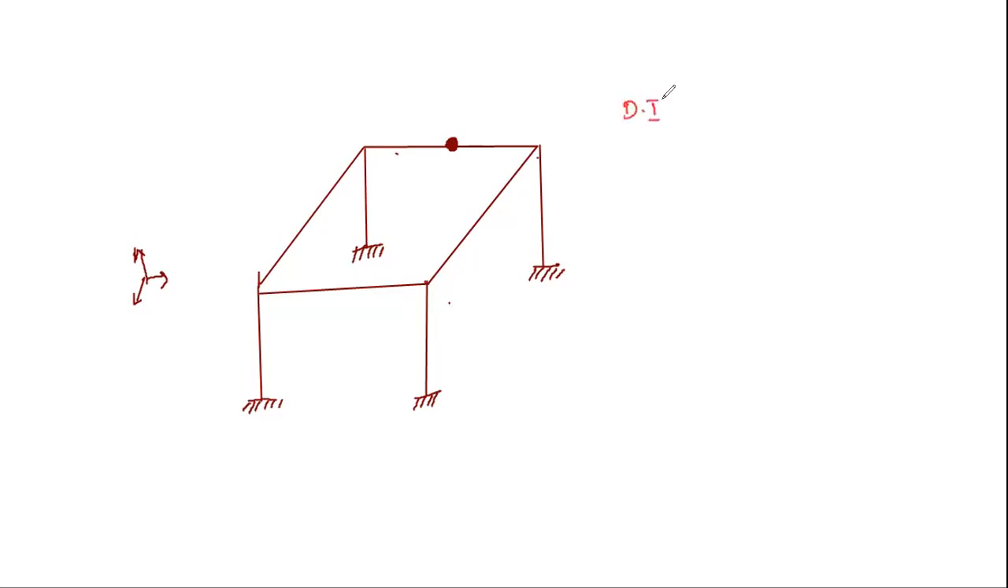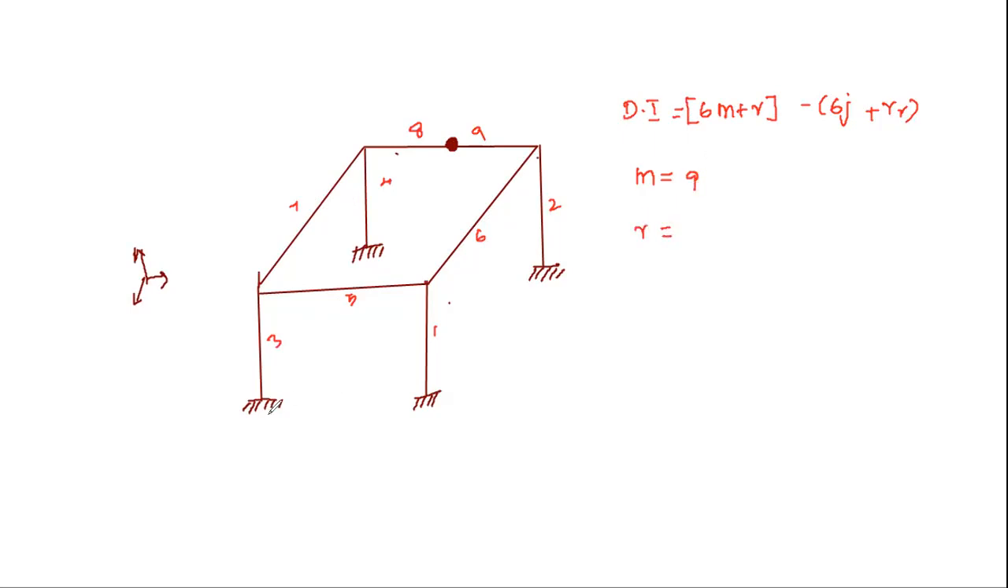Degree of indeterminacy is equal to 6m plus r minus 6j plus rr. Count the number of members: 1, 2, 3, 4 horizontal members, 5, 6, 7, 8, and 9. So the total number of members is 9.